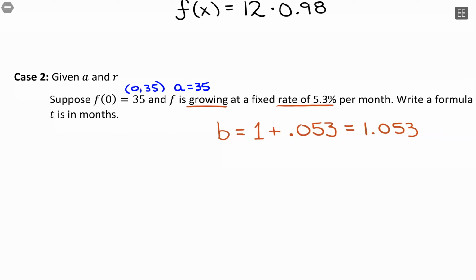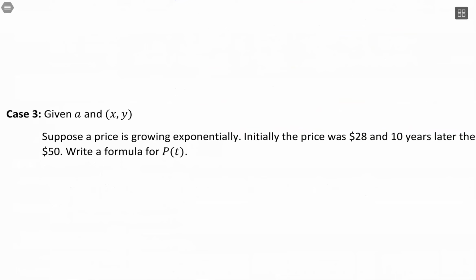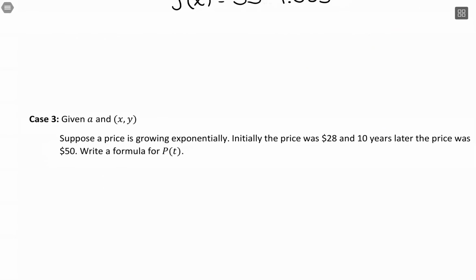Alright, so with that, I have my value for b now, I have my value for a, so I have my function f of x is equal to initial value of 35 times base of 1.053 with our variable in the exponent. Alright, so that's case 2. The main difference being that they give us r instead of b, so we just have this extra step of calculating b.